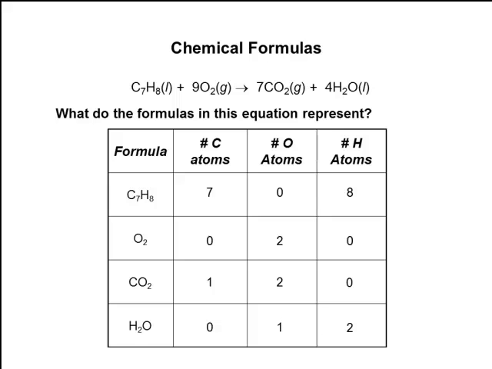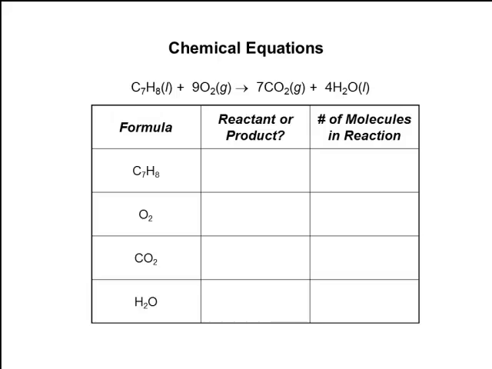Okay, so it's important that you first recognize what these chemical formulas are telling us. But if you notice, the number of atoms of each type for our products isn't equal to the number of atoms of each type for our reactants. All right, so now let's look at stoichiometric coefficients. First off, C7H8, is that a reactant or a product? Well, it's a reactant. How many molecules do we have in this reaction? Well, there's no number out in front of it, which means we have 1 molecule.